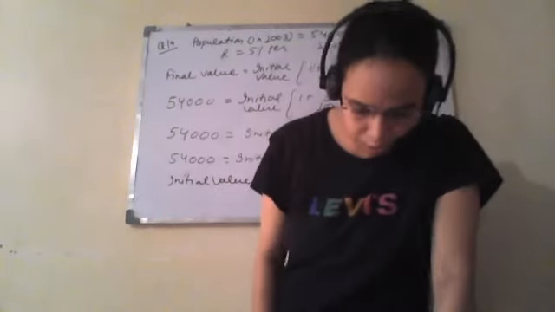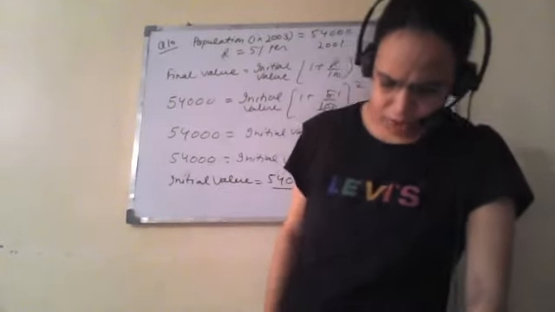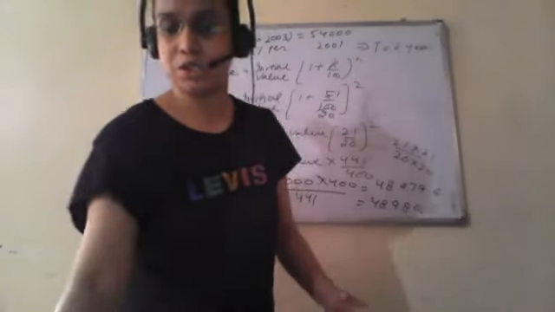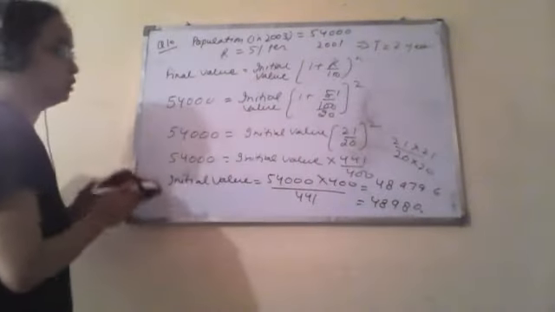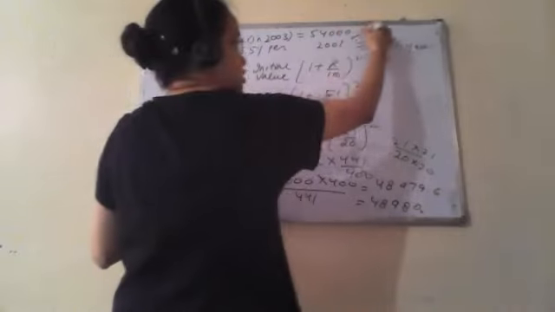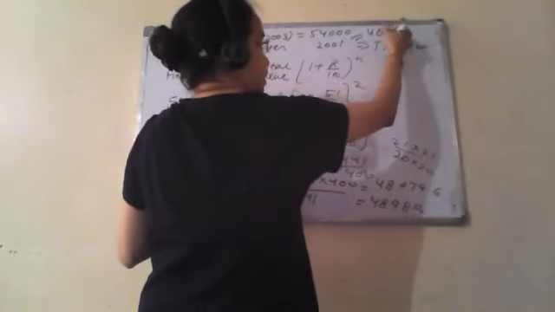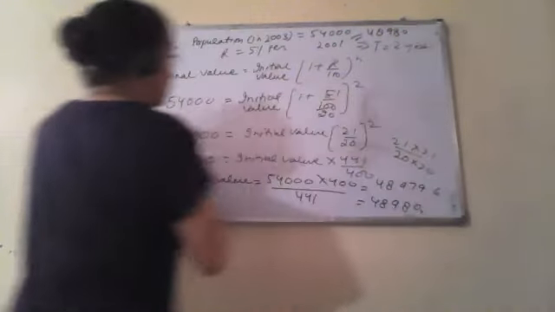Now what do we have to calculate? We have to calculate the population in 2005. Now see, there are two ways. In 2001 it was 48,980.